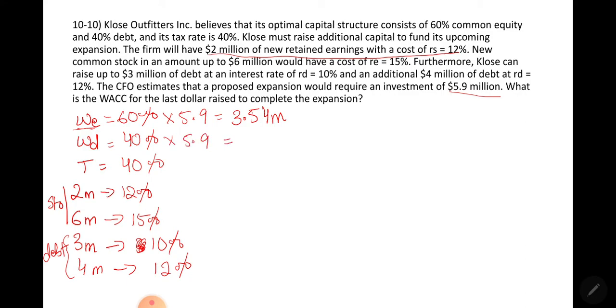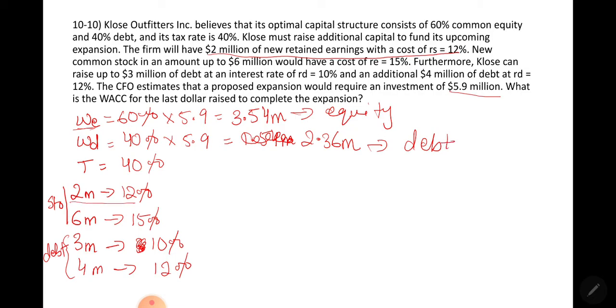And we know 40% of this 5.9 million will be raised through debt. So that means, sorry, not 1.54, 2.36 million will be raised through debt. Now 3.54 is the total amount that will be raised through equity, and 2.36 is the total amount that will be raised through debt.